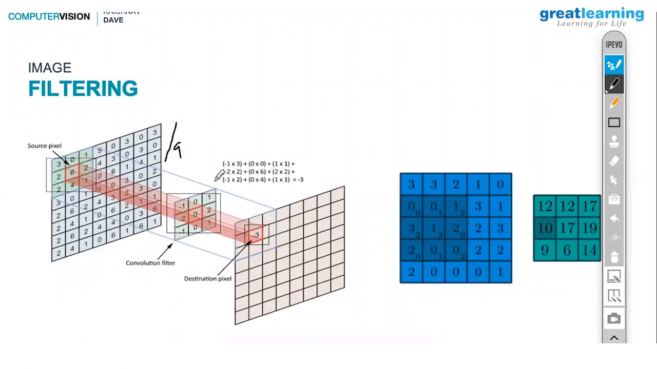This is my convolution. And how does it happen? If you observe here, very simple. Minus 1 into 3 plus 0 into 0 plus 1 into 1. Like that, you do it for all the rows and columns. At the end, we'll end up with minus 3. If you ask me what this number represents, I will say it's just a pattern. When I pick up one feature out of an image, the answer for that pattern is nothing but minus 3.